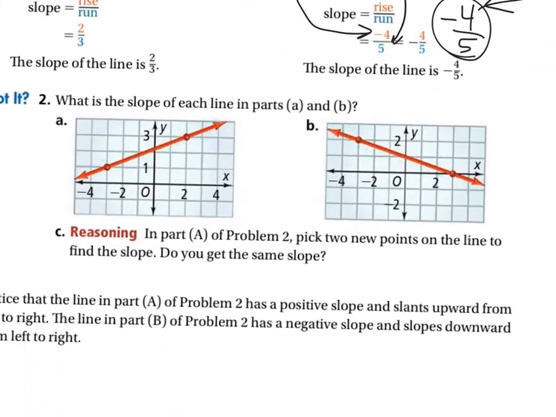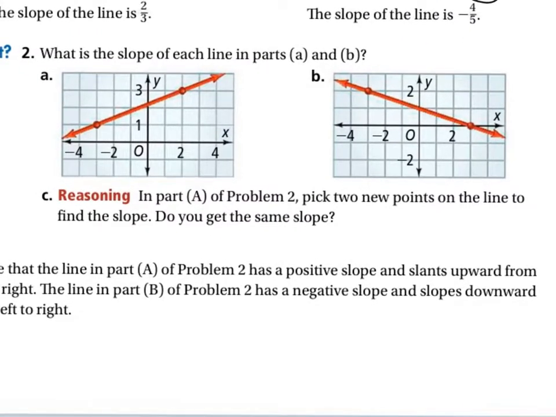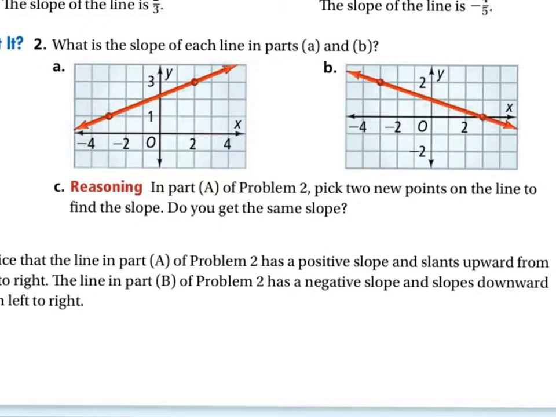So if we look at the Got It, we're going to try and figure out what these slopes are. Got It, number 2.